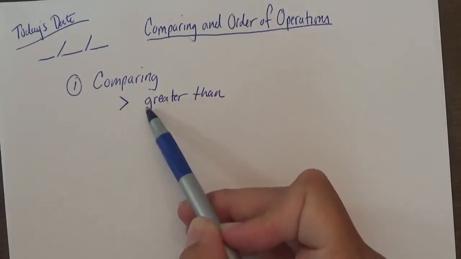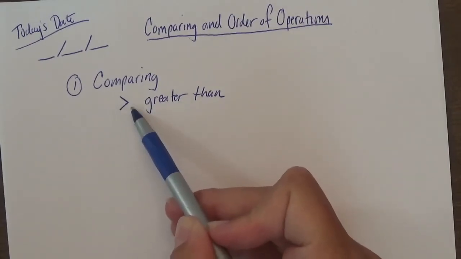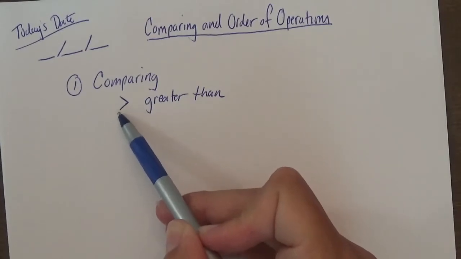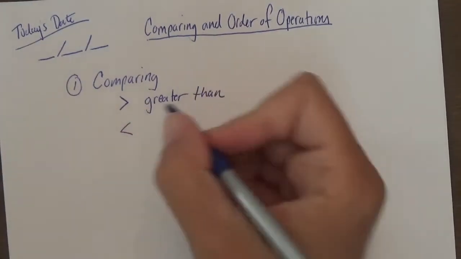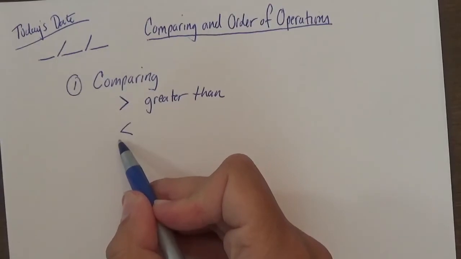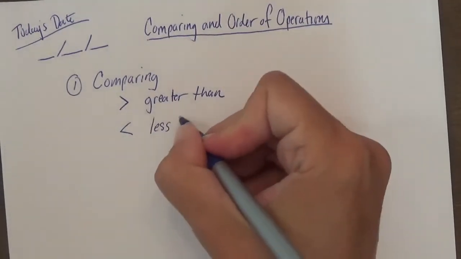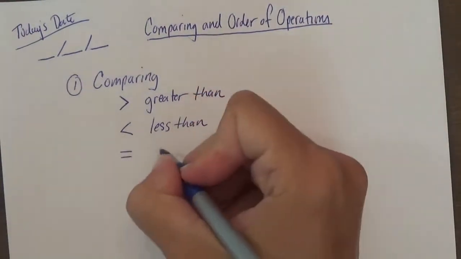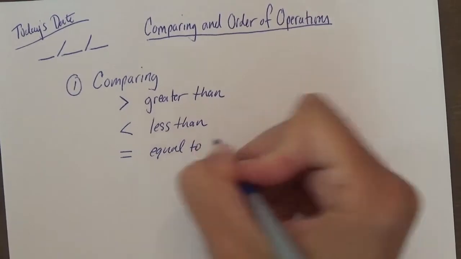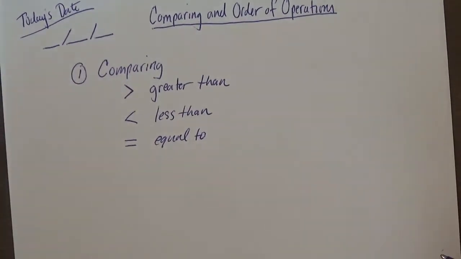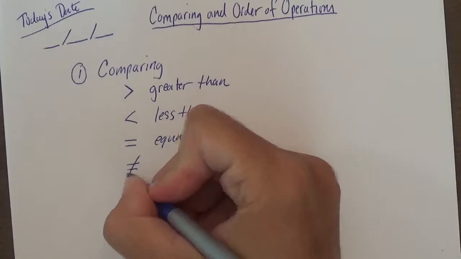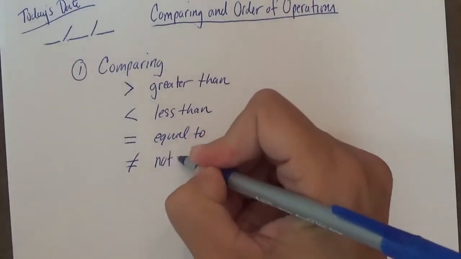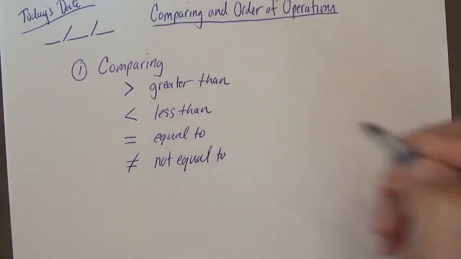So from left to right, I read the word greater. From left to right, I read the symbol. Notice I see the bigger part first on the left, so that's the greater than symbol. When you flip it, you see the smaller part first, that's the less than symbol. All right, so I want you to memorize those. Obviously, you know the equal to symbol. And then, does anyone know what that is called? When you put a slash through the equal, that's called not equal to.